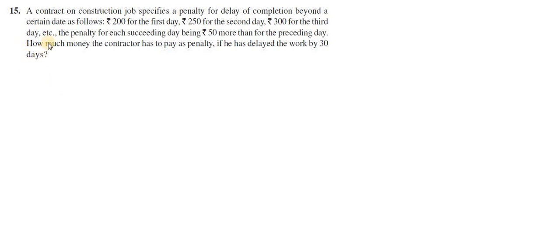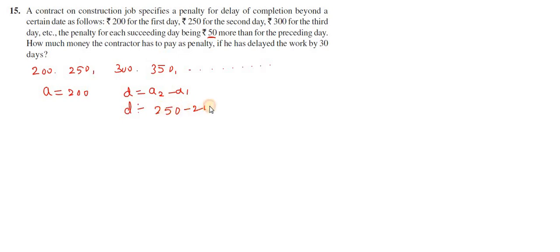Okay, now here this forms an AP. Why? Because 200, 250, 300, 350, like this it keeps on going. So it forms an AP. So here a value is equal to 200, then d value is equal to a2 minus a1. Already they mentioned here it is 50 more, so you can directly write it, or else we can write it as a2 minus a1. a2 is 250 minus 200. So d is equal to 250 minus 200, which is 50.